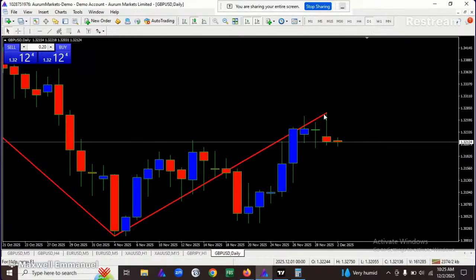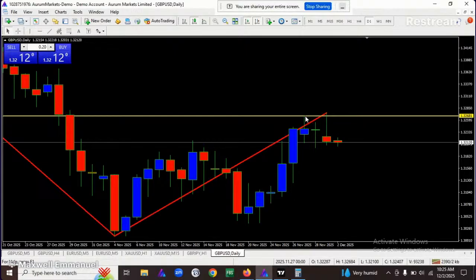So you can see yesterday's candle closed bearish after sweeping liquidity. The buy we saw yesterday, the main purpose of that buy was to sweep liquidity residing at this previous high.